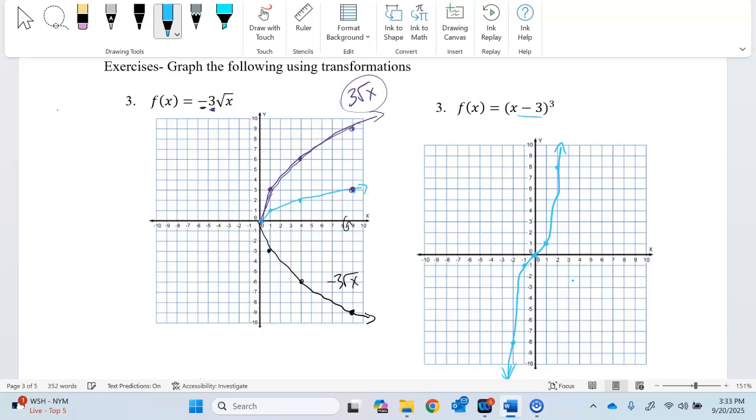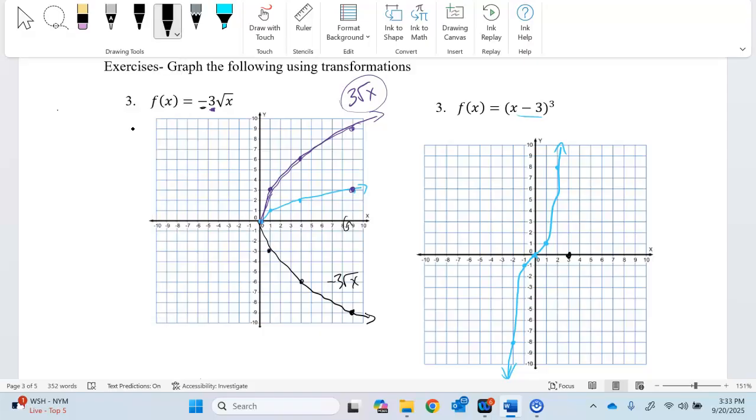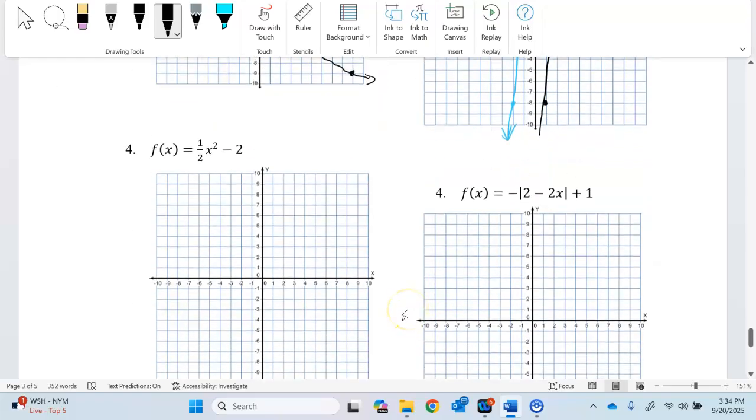And then what does this do? It's 3 units to the right. So I'm just going to move everything over 3 units. 1, 2, 3, 1, 2, 3. And that's not bad. Let's see how we do. Alright, it's just this graph shifted over 3 units. That's the only transformation there.